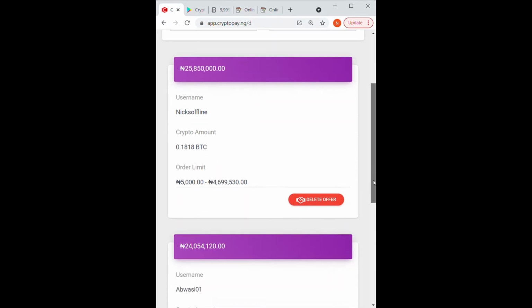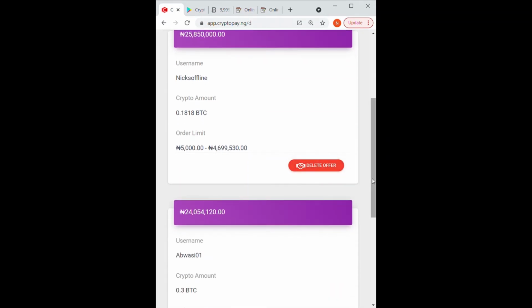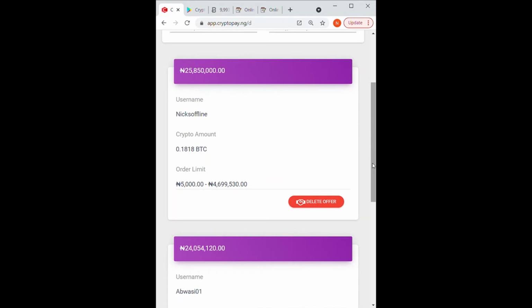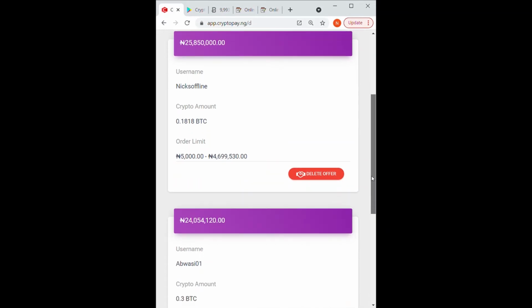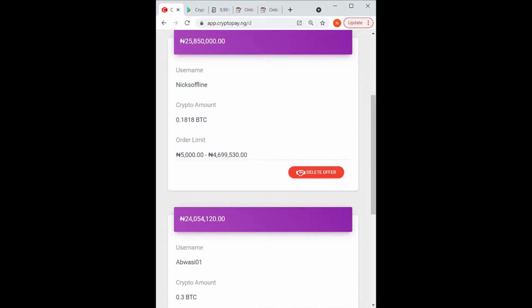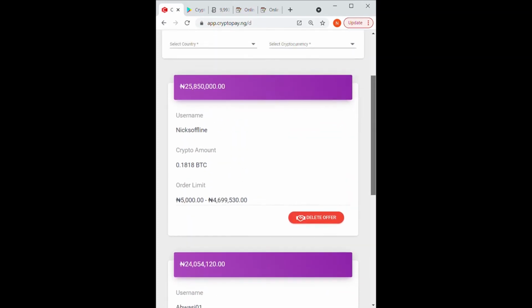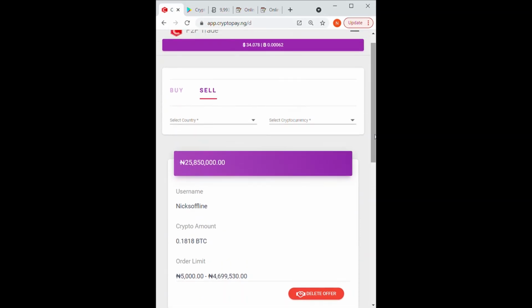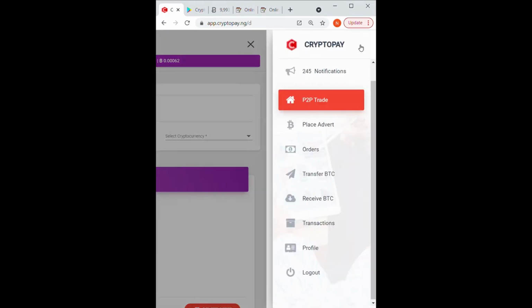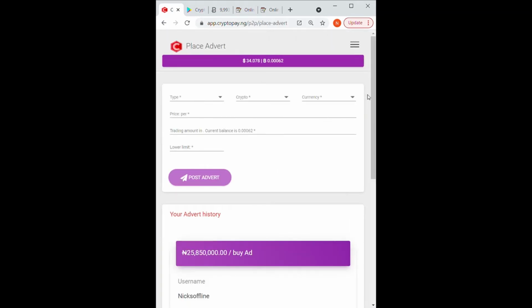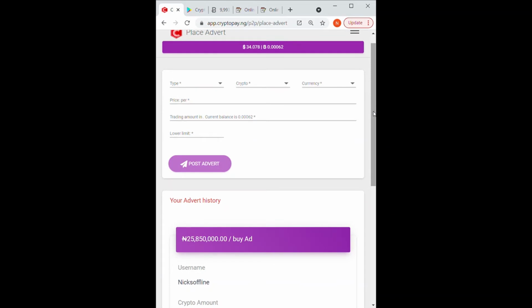So the reason why you see delete here is because it is your advert, and you can decide to delete it and then create another one. This is someone else's advert. So this is how you post an advert to buy bitcoins from users. So for the second part, we will be posting an advert to sell bitcoins to users.